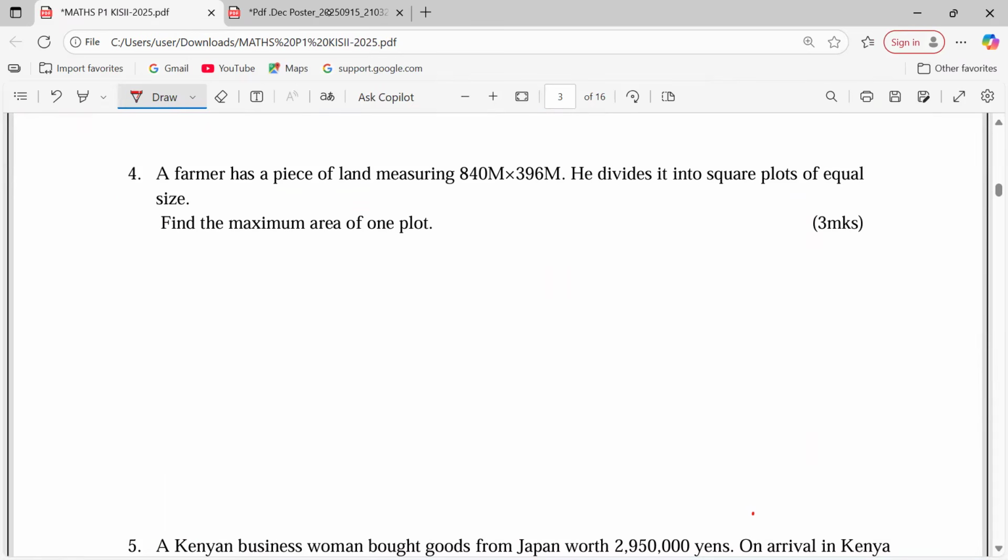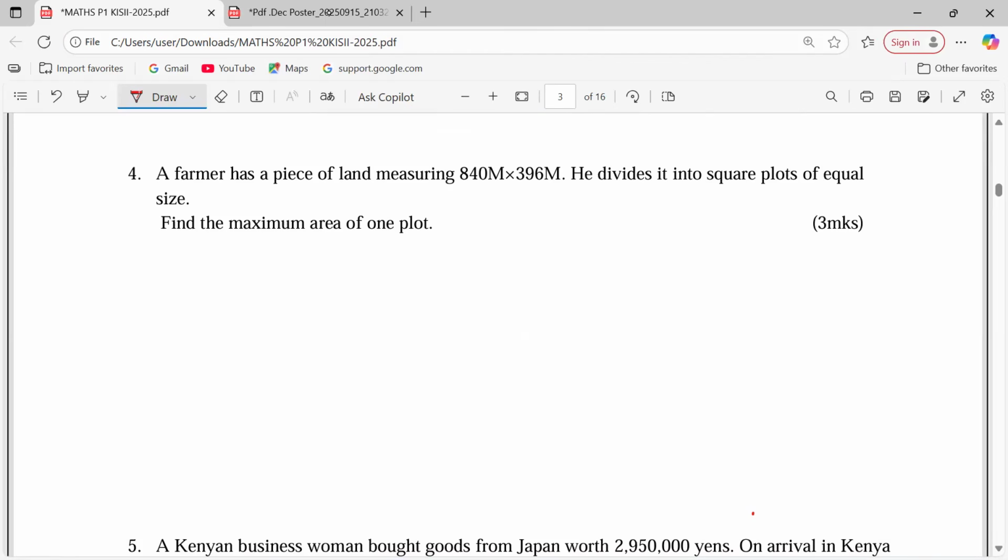Number 4, a farmer has a piece of land measuring 840 meters by 396 meters. He divides it into square plots of equal size. Find the maximum area of one plot.